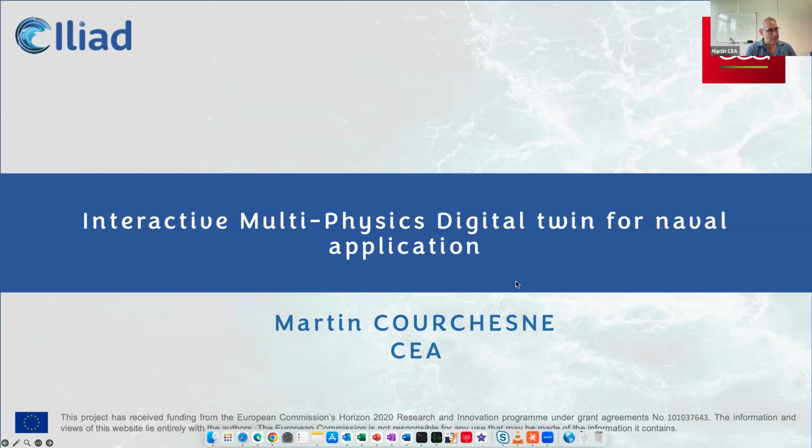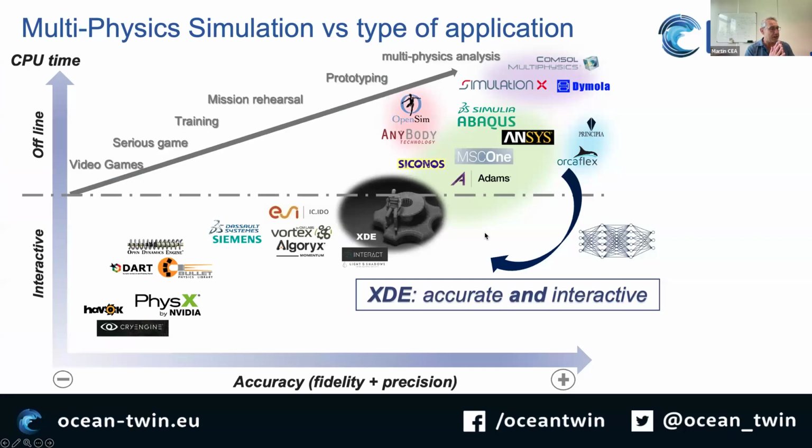So I like starting with this slide because here I have a little graph of, well, on the vertical axis, the CPU time, so how much time it takes to compute. On the horizontal axis, I have the accuracy. Now, when you want to do physics simulation for whatever type of application, you have to understand what you want to be using that for and what is required, what type of simulation tool you will need. So here we can see on the upper right all the offline simulation tools.